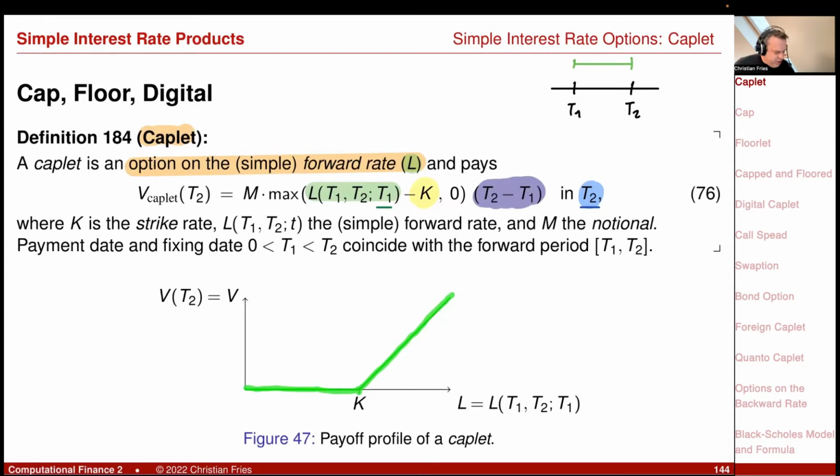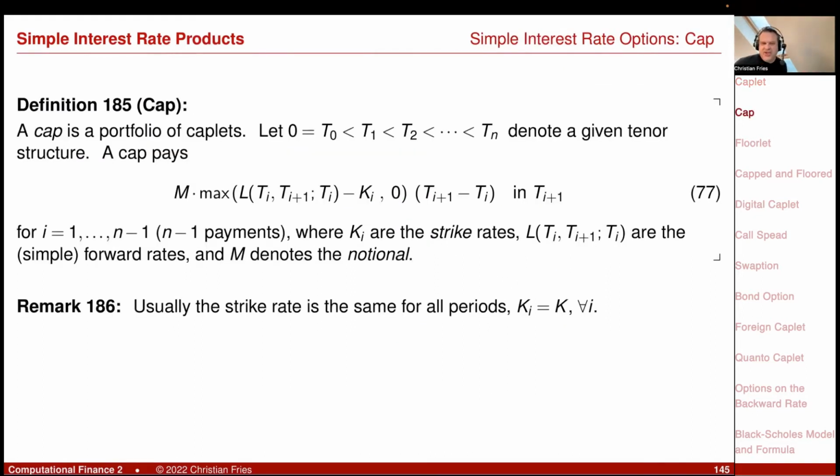So like a call option on a stock, the classical payoff. So this is like a call option on a stock. A cap is just a collection of caplets. So a cap is a portfolio of caplets.